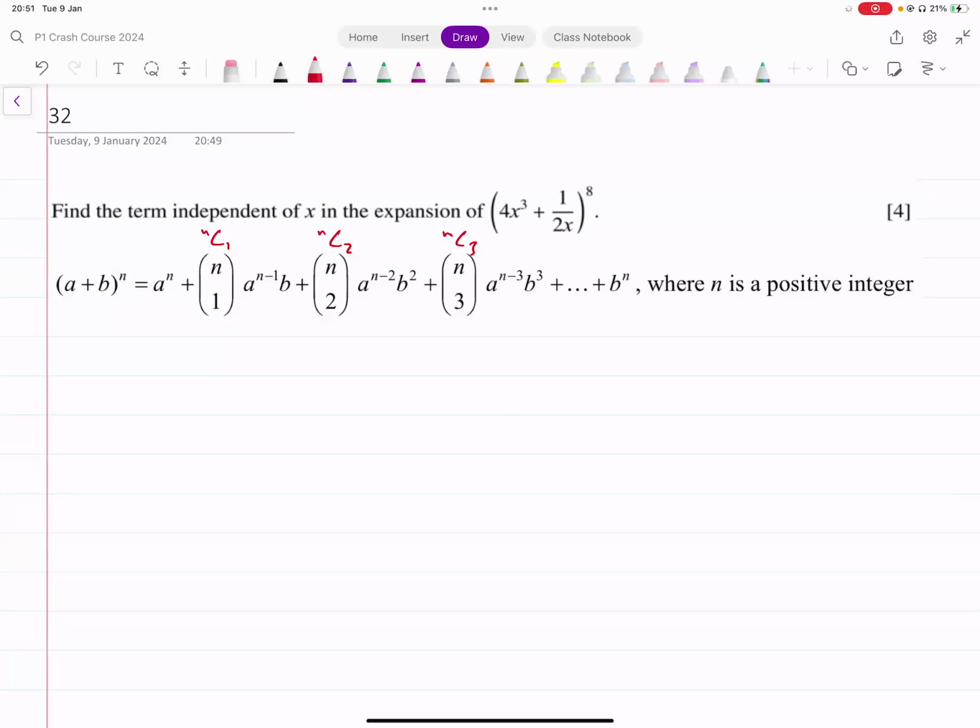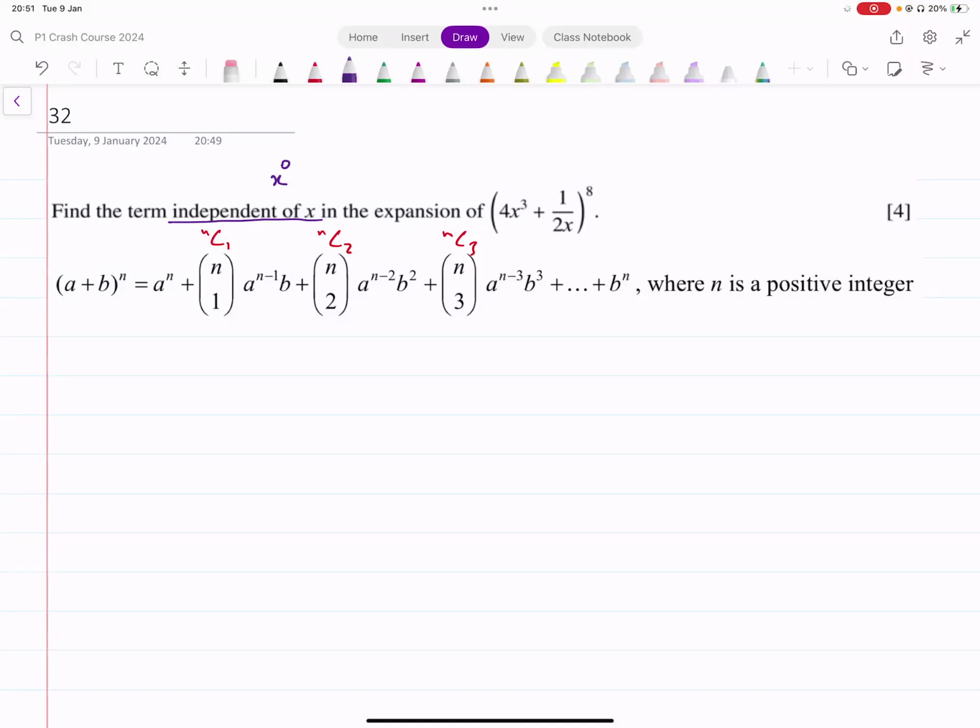All right, so we need to find the term independent of x. First of all, what does that mean? Independent of x. It means the term that does not have x in it. So the constant. Independent of x means the constant term, which we can say is x raised to power 0. So that is what we are looking for. We're looking for x raised to power 0. The term that has x raised to power 0.